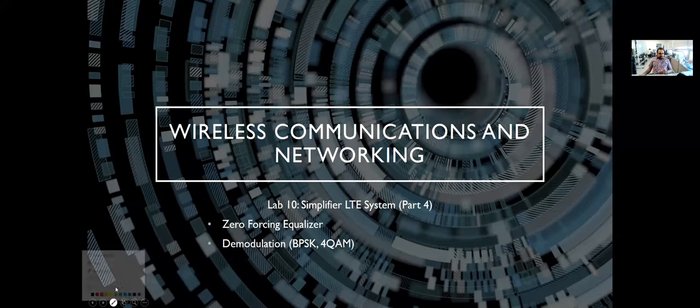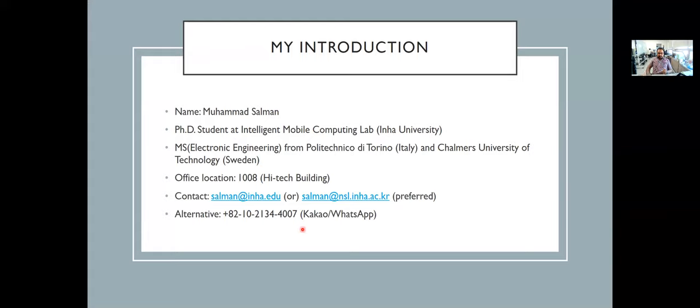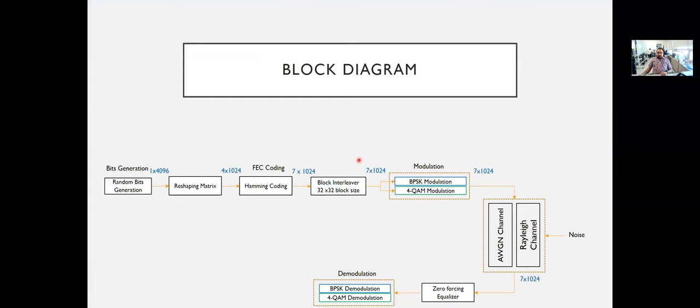So let me get the laser pointer. So far we covered the transmitter side. In the transmitter side, we generated random bits. Then we reshaped the bits. Then the FEC coding there, and then applied also the block interleaver. And after the block interleaver, we performed two kinds of modulation. One was the BPSK modulation, and the other one was the 4-QAM modulation.